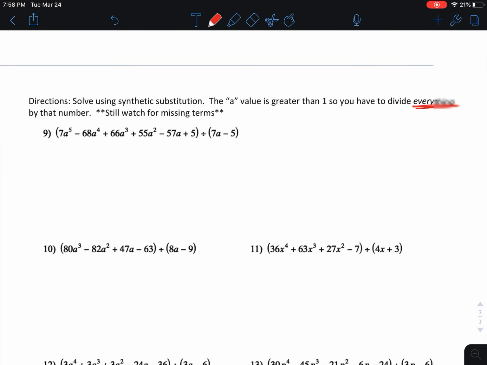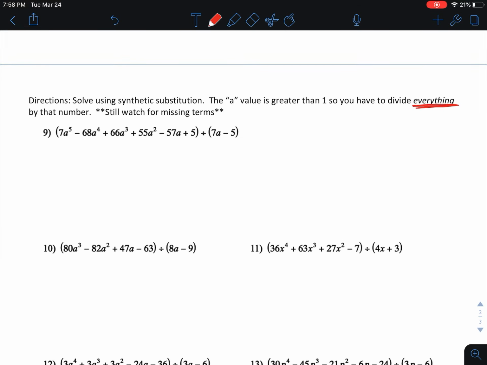The directions for these tell us that you're going to solve using synthetic substitution. The a value is greater than 1, so you have to divide everything by that number. And you still have to watch out for missing terms.